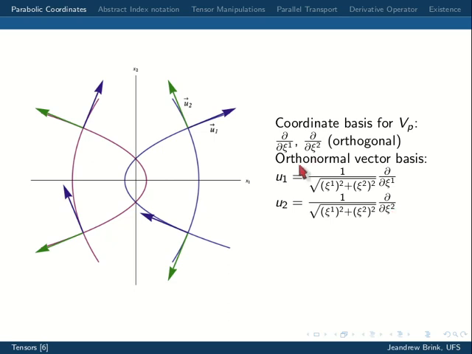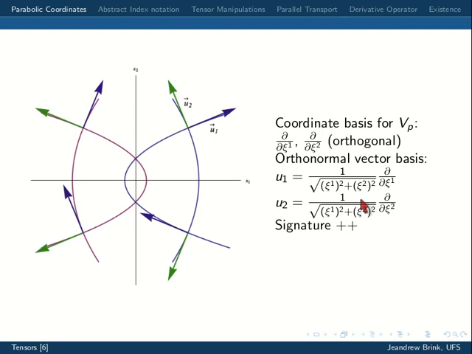So the orthonormal vector basis is often different from your coordinate basis. In fact, if you have a metric that is not diagonal, then your orthonormal basis is going to be a combination of your coordinate basis. It's going to point in the eigenvector directions of that matrix, and then the eigenvalues are going to rescale them so that they are actually unit vectors.